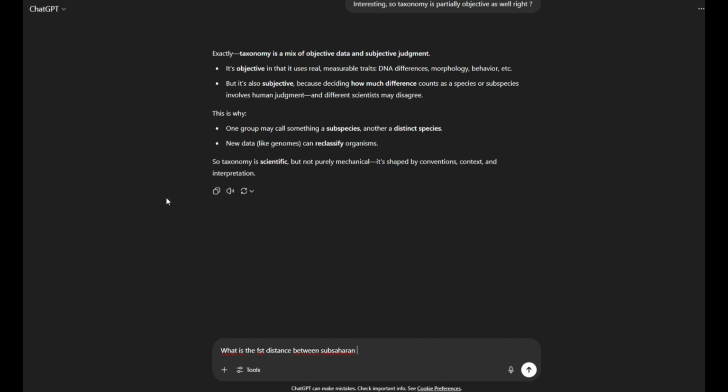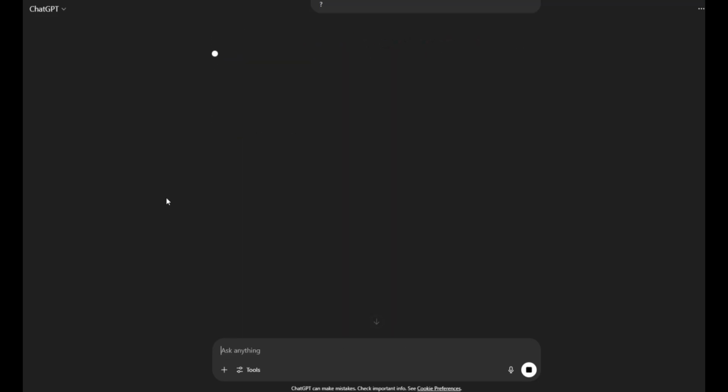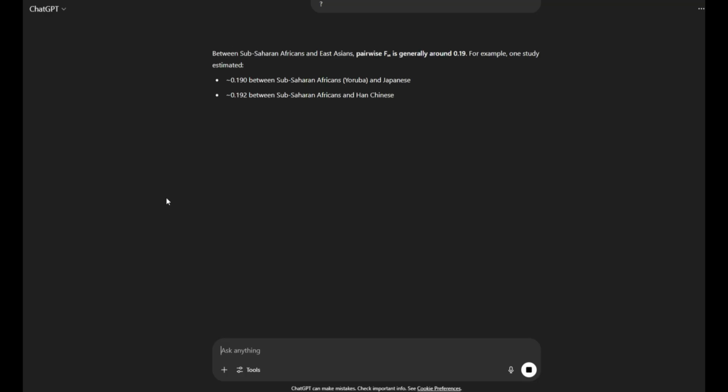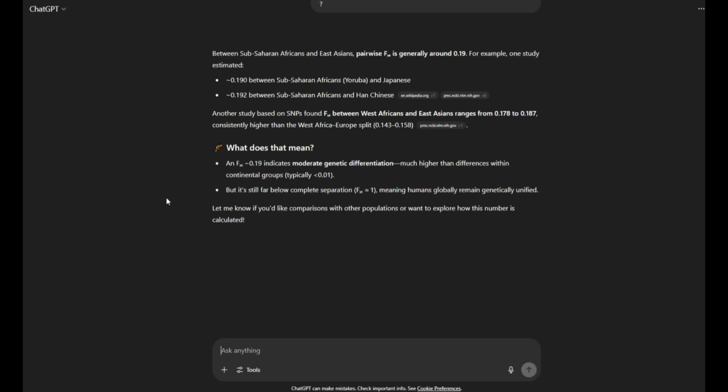What is the FST distance between sub-Saharan Africans and East Asians? Between sub-Saharan Africans and East Asians, pairwise FST is generally around 0.19. For example, one study estimated 0.190 between sub-Saharan Africans, Yoruba, and Japanese, 0.192 between sub-Saharan Africans and Han Chinese.